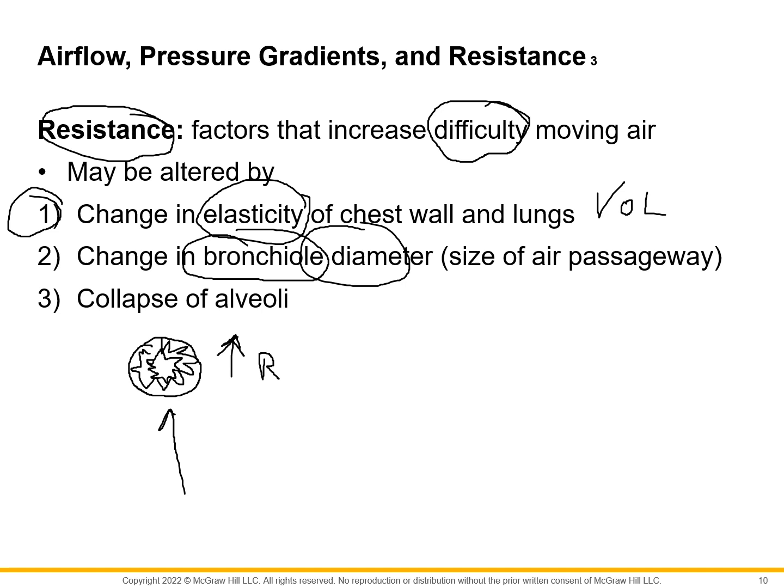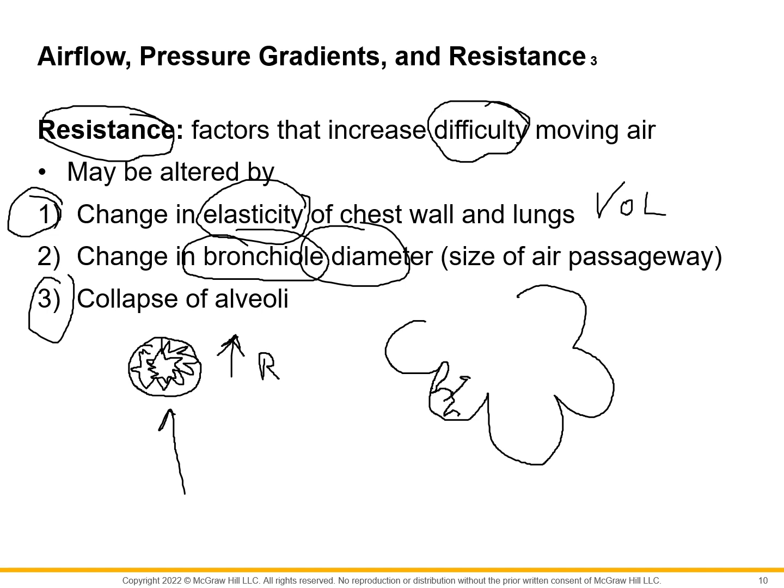Bronchodilation decreases resistance. The third variable is the overall health, or the hollowness, of your alveoli. So alveoli are sacs like this, and they're hollow on the inside. We have our type 1 alveolar cell, which is your simple squamous. We have the type 2 alveolar cell, which is the cuboidal cell.